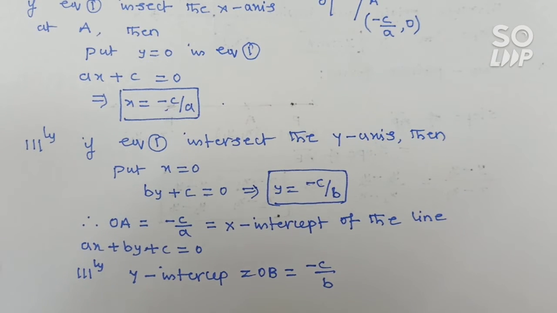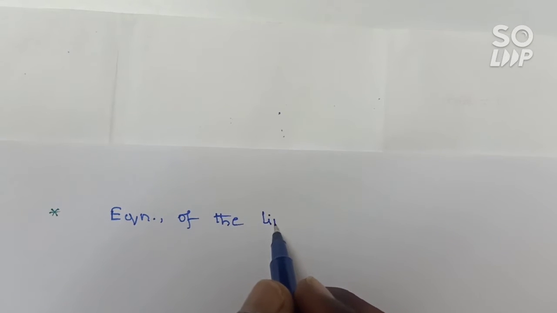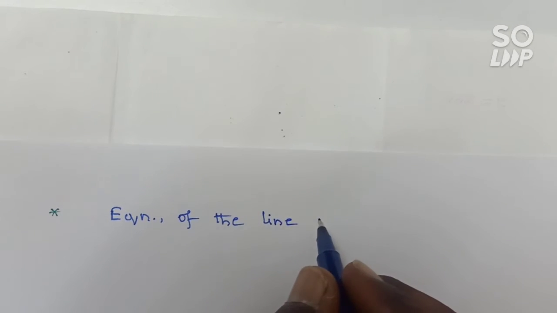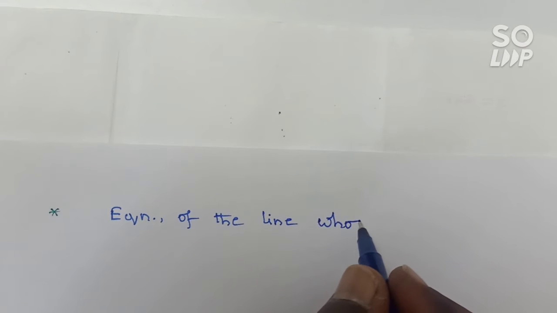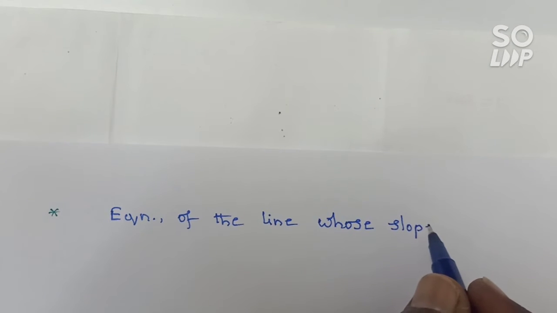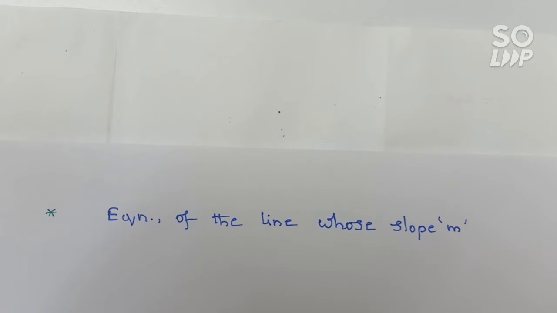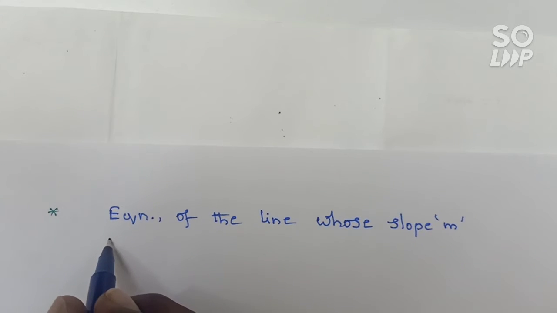Now we will see the next concept. See, the next concept is the equation of the line whose slope is m.